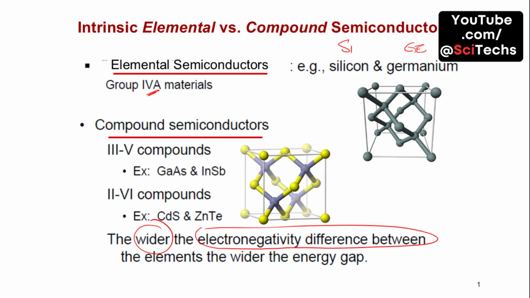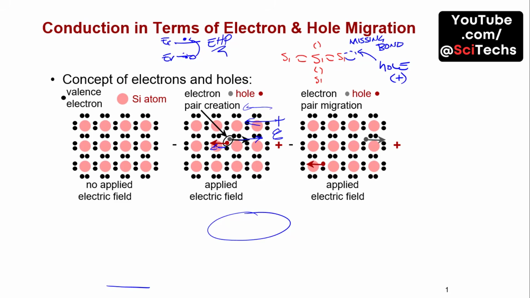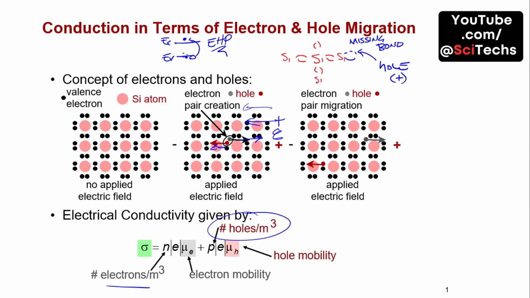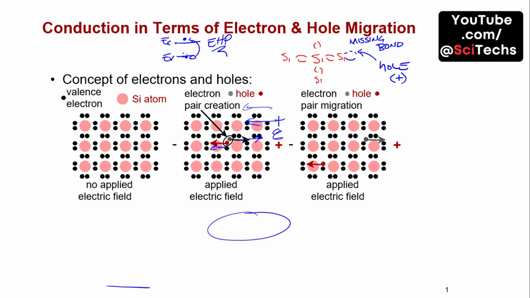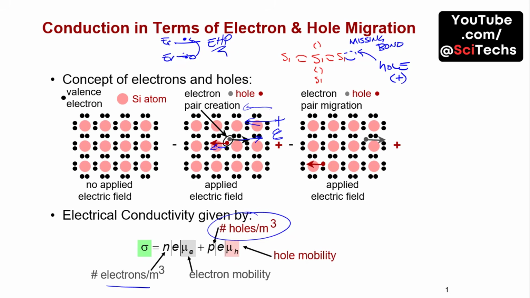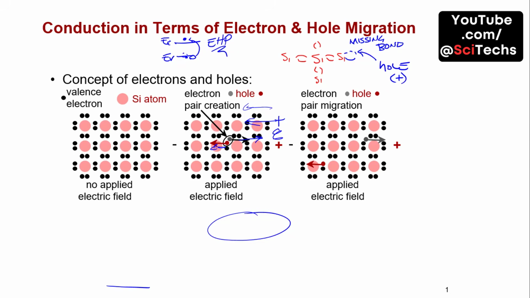Elemental semiconductors, like silicon and germanium, belong to group IVA materials. Compound semiconductors, such as GaAs and CdS, have a wider energy gap due to the greater electronegativity difference between their constituent elements. Conduction in semiconductors involves the migration of electrons and holes. The concept of electron and hole migration is crucial for understanding electrical conductivity, which is influenced by factors like electron mobility and hole mobility.